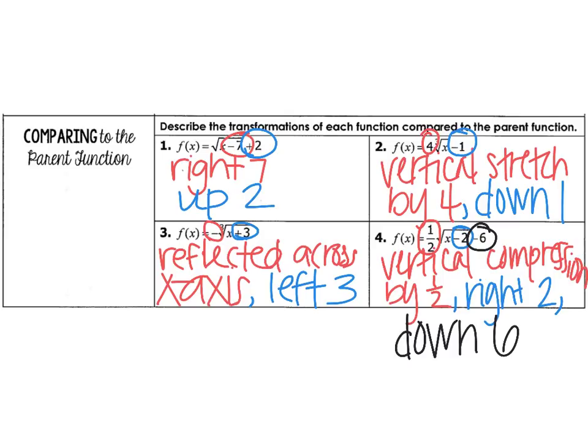All right, if you've had any trouble or you don't understand these transformations, please raise your hand and call me over and I'll help you and explain it to you. Otherwise, let's move on and see how these transformations are graphed.